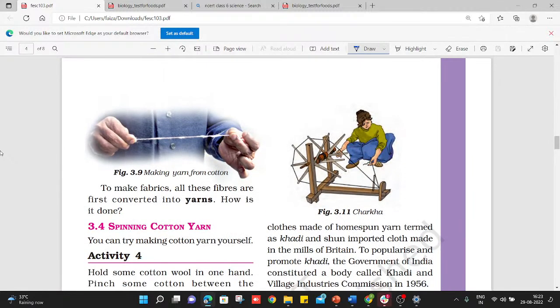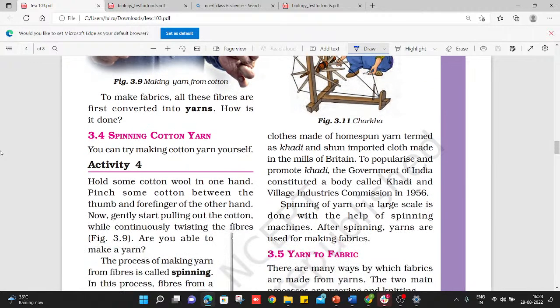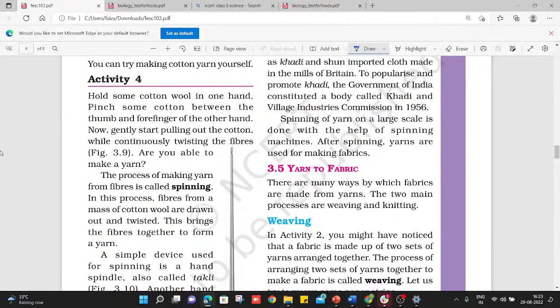Okay. To make fabric, all these fibers are first converted into yarn. How is it done? Spinning cotton yarn. Okay. So, activity 4. Let's read about activity 4. Hold some cotton wool in one hand. Pinch some cotton between the thumb and forefinger of the other hand. Now gently start pulling out the cotton while continuously twisting the fibers. Are you able to make a yarn? The process of making a yarn from a fiber is called spinning. Okay, so let me just tell you the definition of yarn.